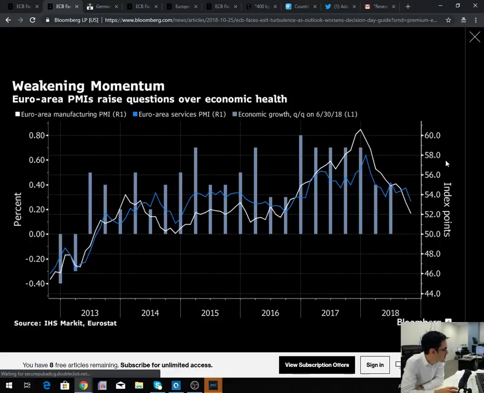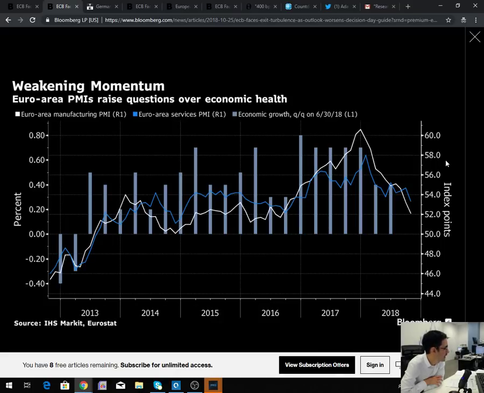Let's look at something else. This was something which came out yesterday. We're looking at the PMI data, the manufacturing and services PMI readings. And if you remember, back at the tail end of 2017, European growth and forward-looking positivity was incredibly high, almost at a decade high. And what's happened is quite a swift and significant change.